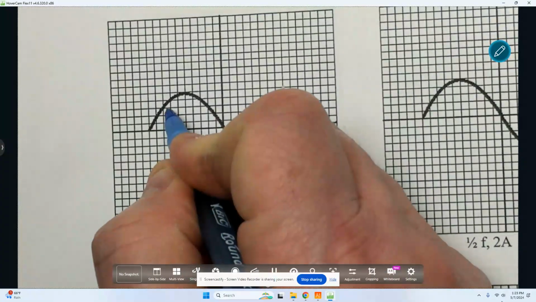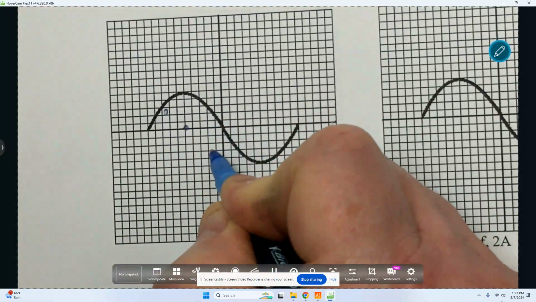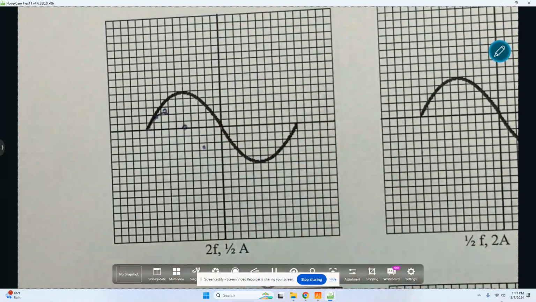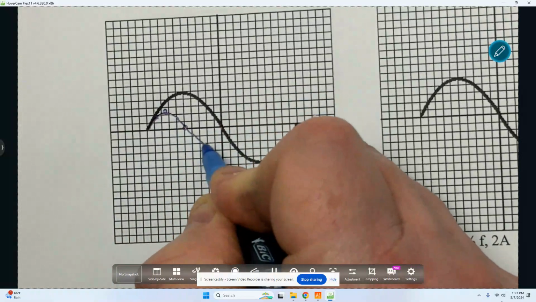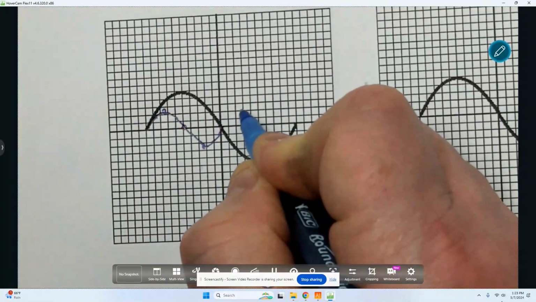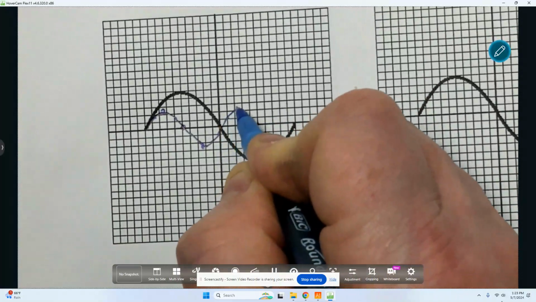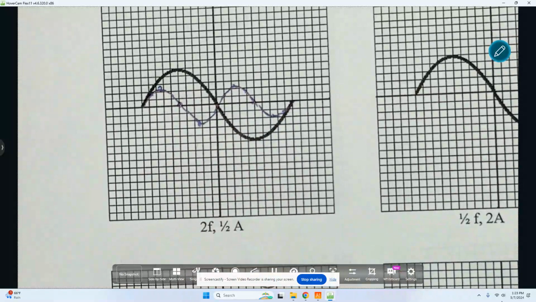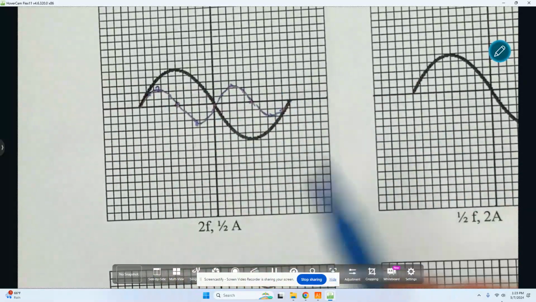So this one, again, I'm going to end up having to have some dots located at some convenient places to help me draw this waveform. So if it's going to be half the amplitude and twice the frequency, that waveform would look something like this. And so that wave would look like so. Half the amplitude, twice the frequency.